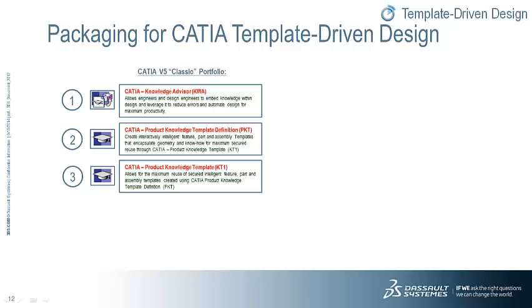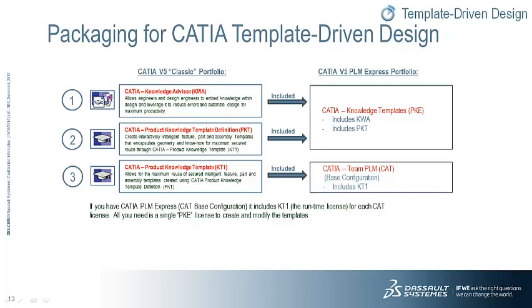The packaging for CATIA Knowledgeware template-driven design consists of 3 products within the CATIA version 5 Classic portfolio. This is the portfolio that includes the configurations MD2, HD2, etc. These 3 products, KWA, PKT, and KT1, as shown here, can be purchased as add-on or shareable. These same three products are also available within the CATIA V5 PLM Express portfolio, as shown here.